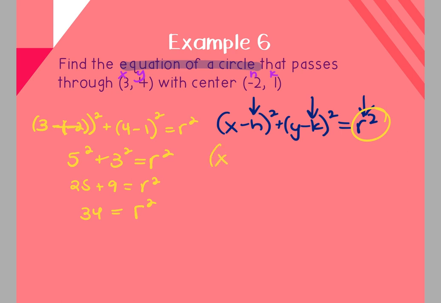So now the x stays as the x. Minus a -2 becomes +2. The y stays as the y. The k is a +1, so this would be minus 1 squared equals my r squared, which is 34. And that whole thing is the standard form. Notice that the signs are opposite, right? From the center to the equation, excuse me, they change, and then it would be vice versa. If I took them out of the equation, they would also change.